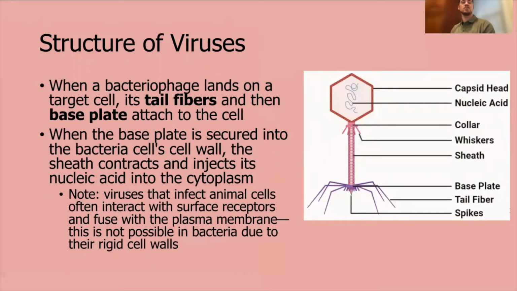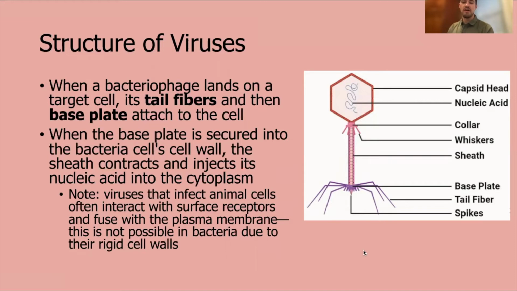When a bacteriophage lands on the target cell, remember we're talking about bacteria because that is the species that this specific virus will infect, its tail fibers and then its base plate attach to the cell. It lands on the cell with these tail fibers standing up exactly how we see it here, and then its base plate lowers onto the actual cell. When the base plate is secured into the bacteria's cell wall, the sheath will contract and it injects the nucleic acid into the cytoplasm. This nucleic acid shoots out of the capsid head down the sheath, and it's injected into the bacteria.